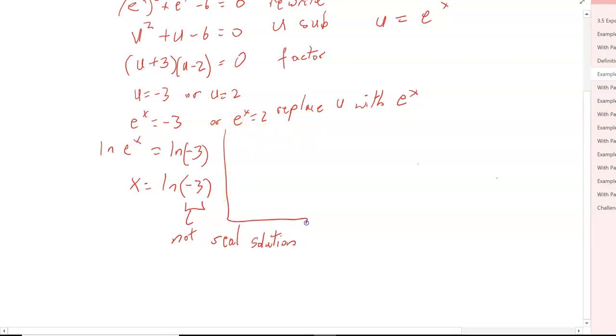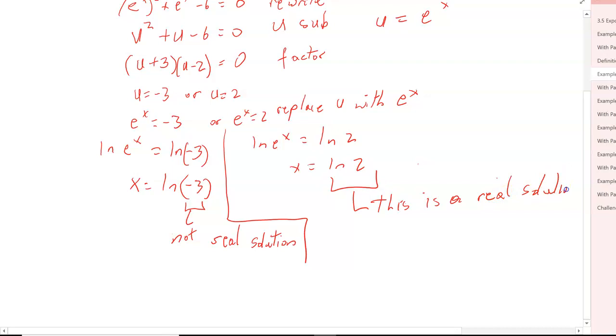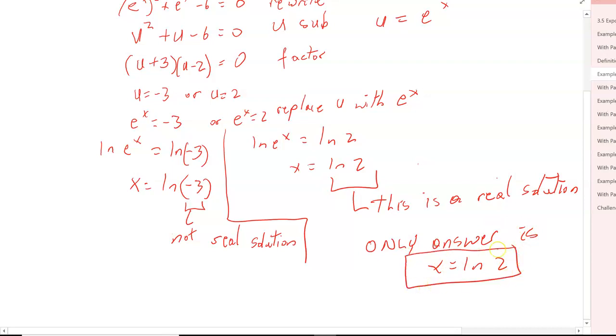Okay, for the other part, we take the ln of e to the x equals ln of 2. So x will be equal to ln of 2. And this is a real solution. So your only answer is x equals ln of 2, and we're done.